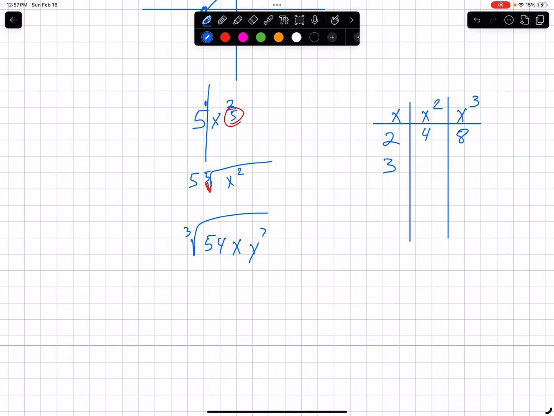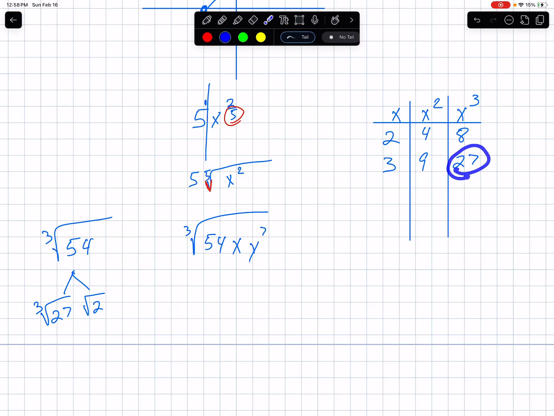So then if we do 3 times 3 is 9, 9 times 3 is 27. So 3 cubed is 27. When we look here, you can see the 27. So if I break apart the cube root of 54, I can break it into the cube root of 27 and 27 times 2, because I just look across and then I know it's times 2. And when I want to see what the cube root of 27 is, I go back to the x and that tells me where cube root is.